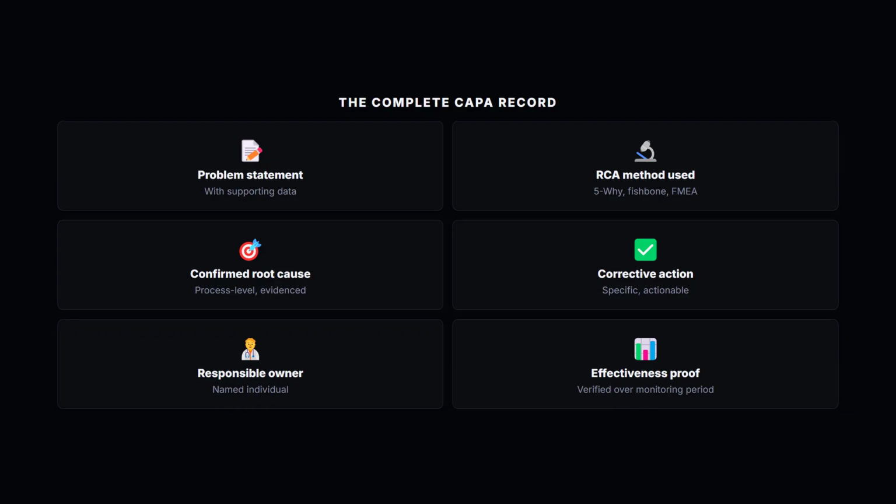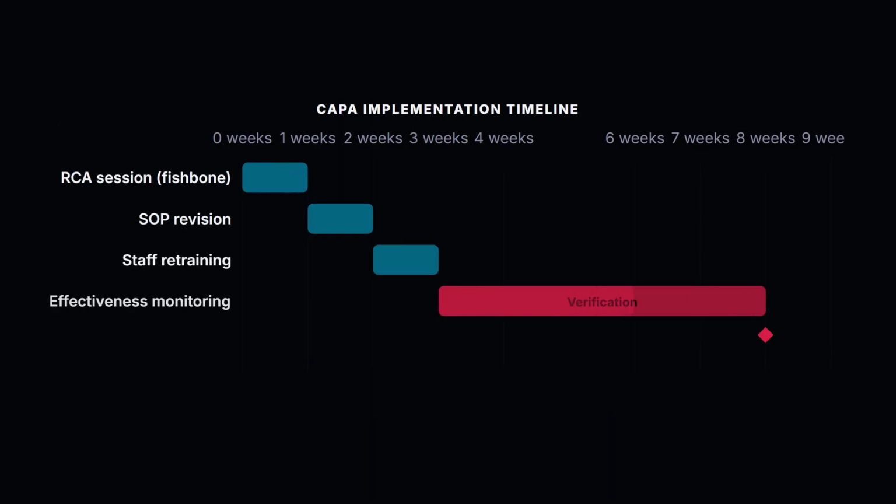Timeline discipline matters just as much as content. Map the RCA session, SOP revision, staff retraining, and the effectiveness monitoring window onto an actual project timeline. Assessors specifically look for whether your monitoring period was long enough to genuinely catch a recurrence, not just long enough to look compliant on paper.